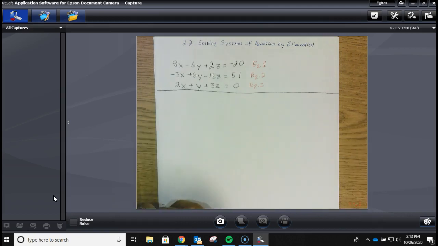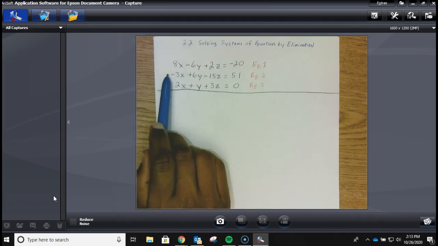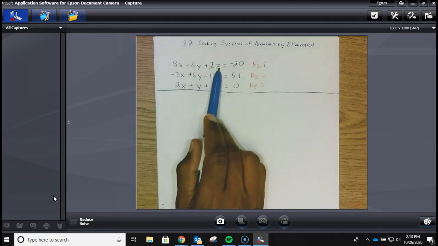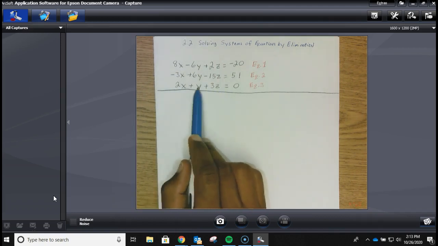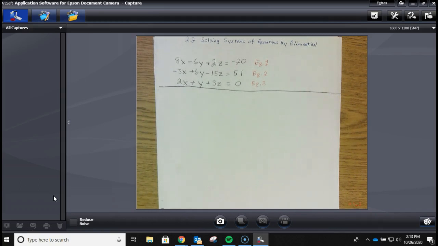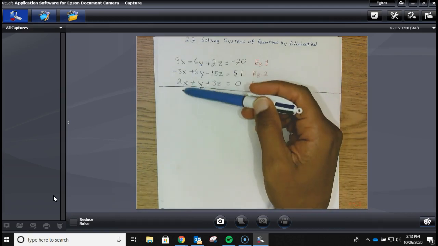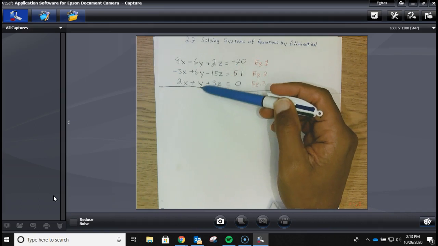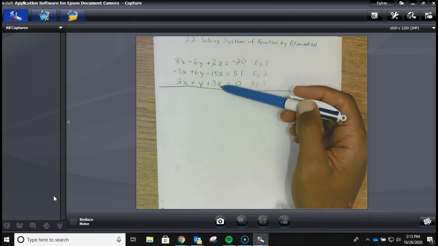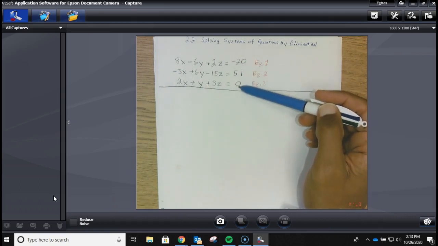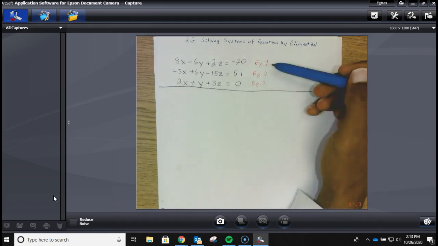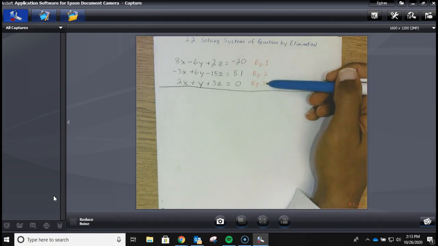This is a 3x3 system again because it has 3 equations and 3 things I don't know. So there's a couple of things you want to do. You want to first make sure that all your variables are lined up. X's are lined up with X's. Y's are lined up with Y's. Z's lined up with Z's. Numbers lined up with numbers. All right. I went ahead and labeled them equation 1, 2, and 3.